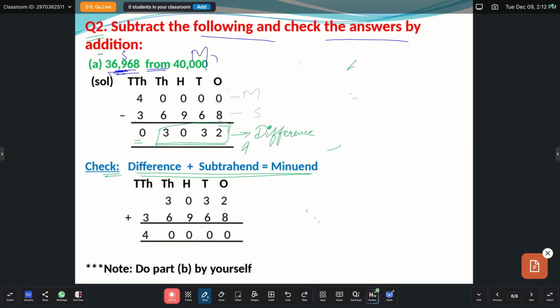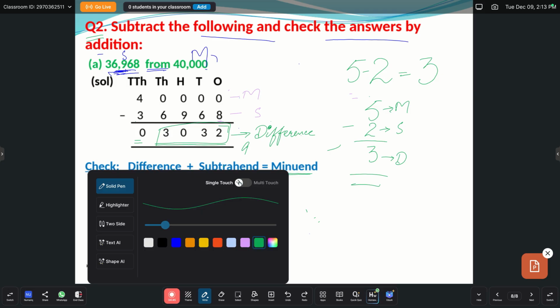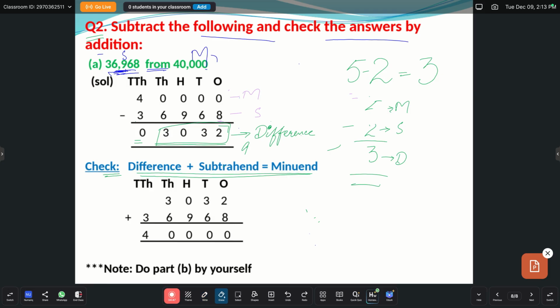See, beta, I was having 5 apples. My brother came and he took away 2. How many are left with me? 3. This is my minuend, this is my subtrahend, this is my difference. Okay, done, beta? What if I forgot how many apples I was having in the beginning?